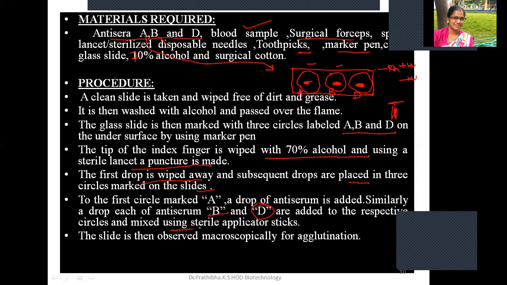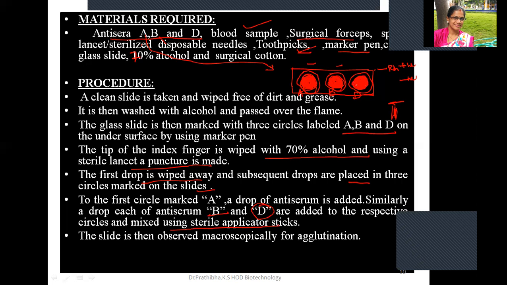Then mix using sterile applicator sticks. We told you, toothpicks or sterile applicators, whatever is available. Take the sterile applicator and mix the blood and the antiserum in such a way that it stays within the circle only. You need to mix thoroughly here. And here also, take another toothpick or applicator stick and mix thoroughly. And the third one also, take another new fresh applicator stick or toothpick, and mix thoroughly both the serum and the blood.